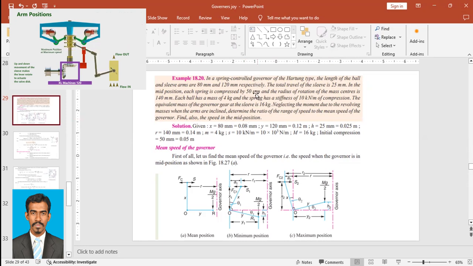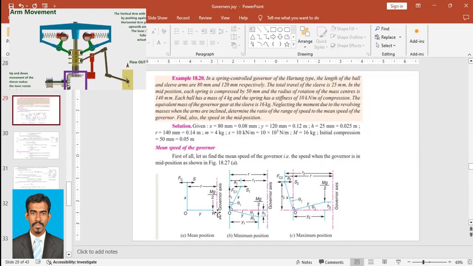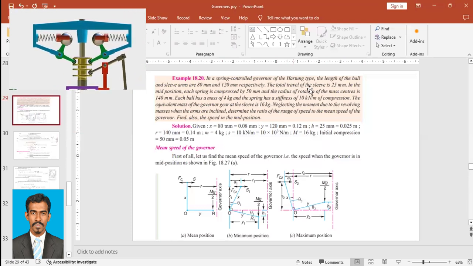So let's put these data into notation. X is 80 millimeter, the ball arm, and Y is the sleeve arm, 120 millimeter. H is the total travel of the sleeve, 25 millimeter, and we know H is H1 plus H2.